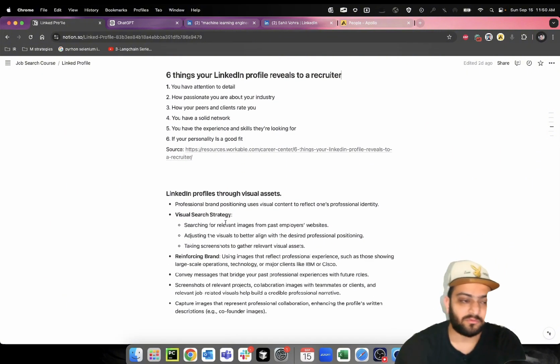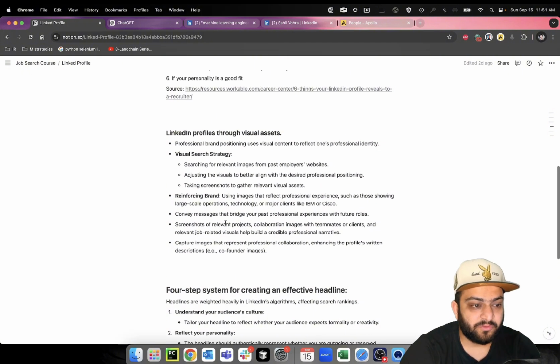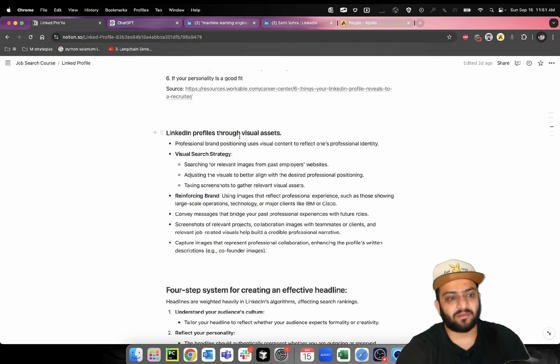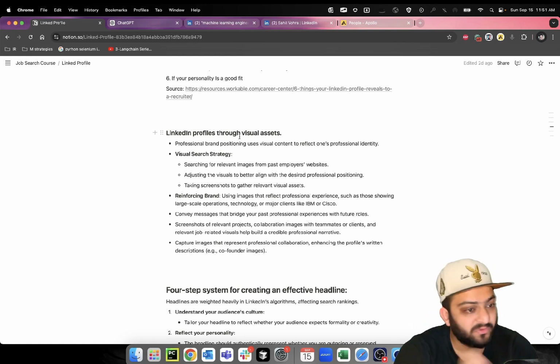That way, you get a good idea as to what are the things that are important to put on your LinkedIn, right? Cool. Coming to visual assets. Now, visual assets are basically photos and videos, and a lot of the time some people don't consider them to be that important, which is fine.